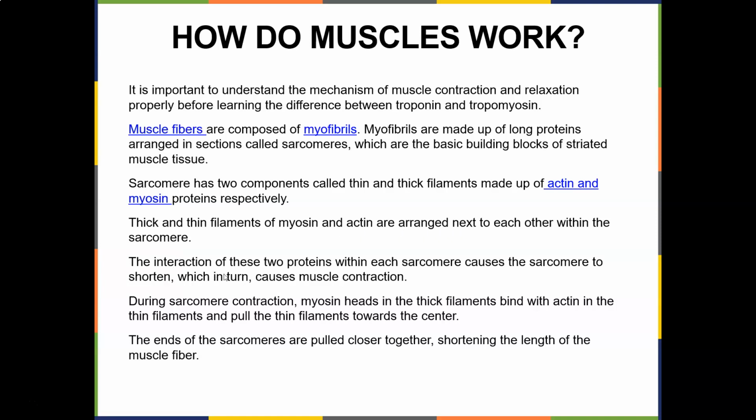The interaction of these two proteins within each sarcomere causes the sarcomere to shorten, which in turn causes a muscle contraction. So it's the sliding filament theory. They slide. During sarcomere contraction, myosin heads in the thick filaments bind with actin in the thin filaments and pull the thin filaments towards each other. The ends of the sarcomeres are pulled closer together, shortening the length of the muscle fiber. So see, it's actually pretty complicated how you just contract one muscle fiber, but it's amazing how it does it.